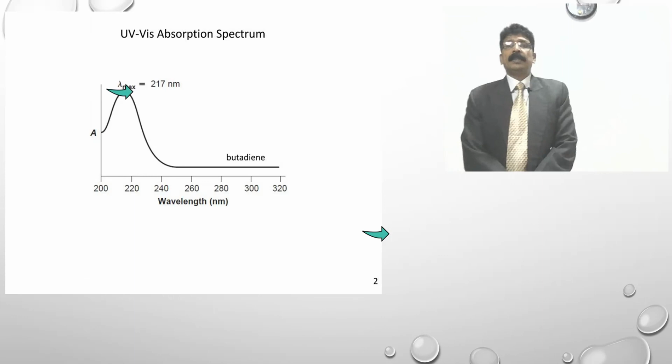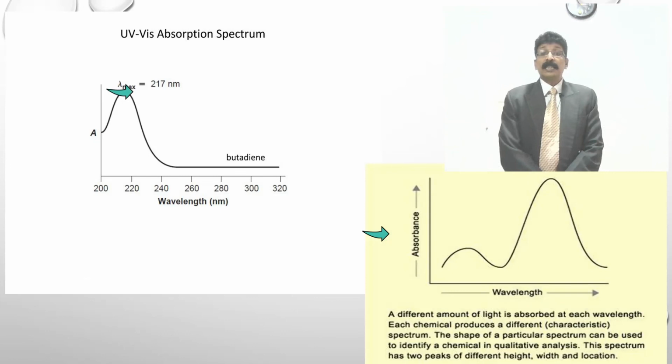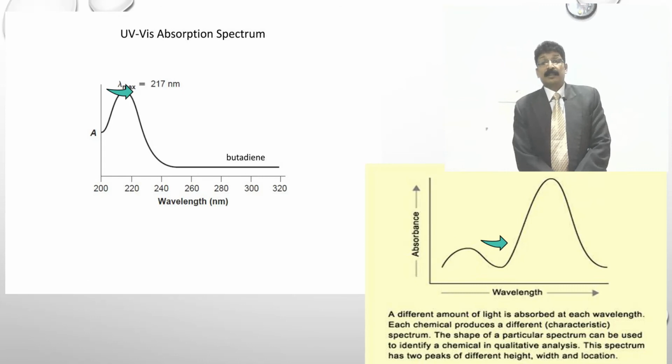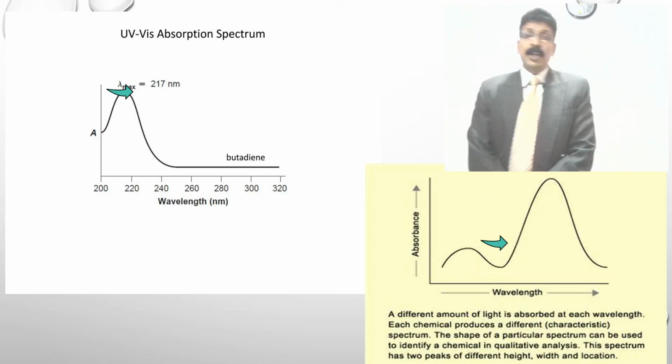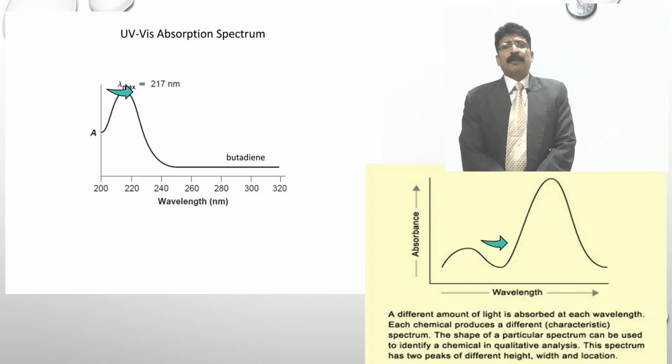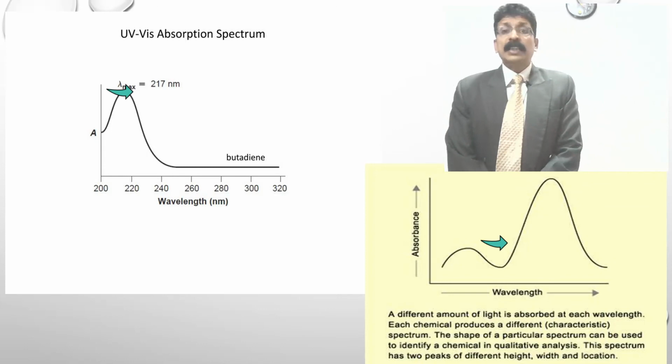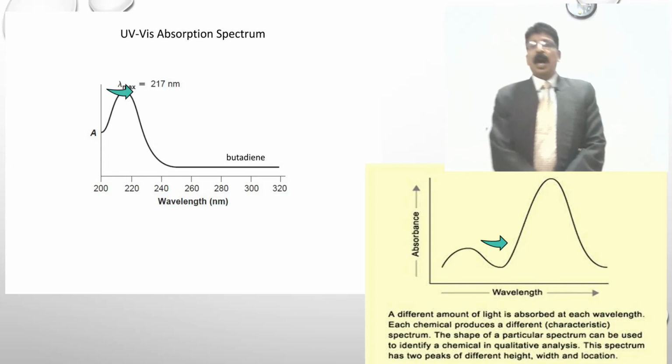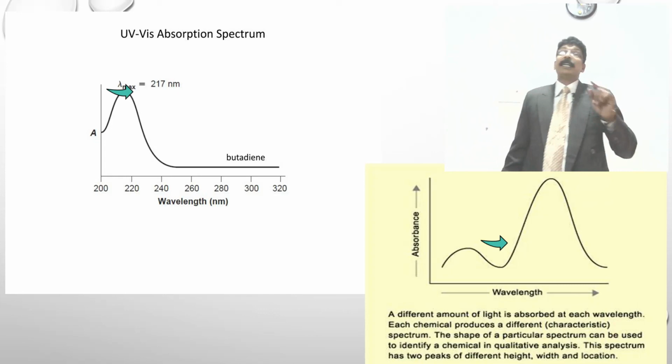So there is another graph which I want to show you. You can see there are two peaks. Why? Because of substituents, there are two transitions, like n to pi star, pi to pi star, or sigma to sigma star, or n to sigma star transition can occur in certain complicated organic molecules. They can give various peaks, so it's necessary for you to calculate for all the substituents which are present in the organic molecule. So that's what we have shown here: a different amount of light is absorbed at each wavelength, each chemical has a different characteristic spectrum, each compound according to its substituents.